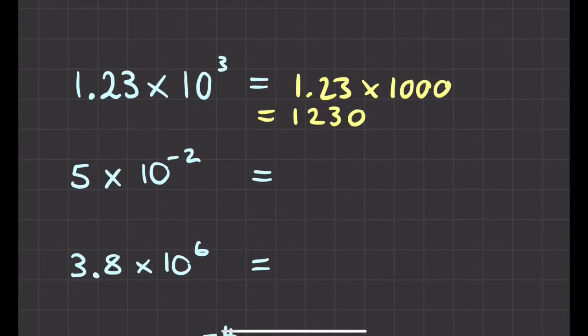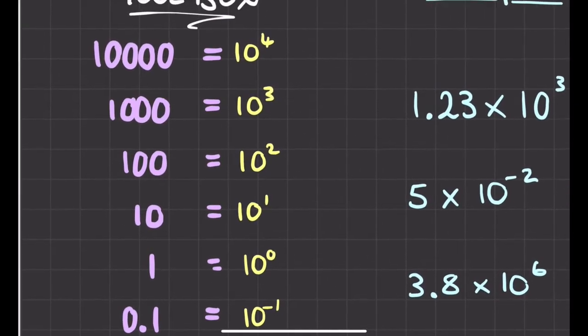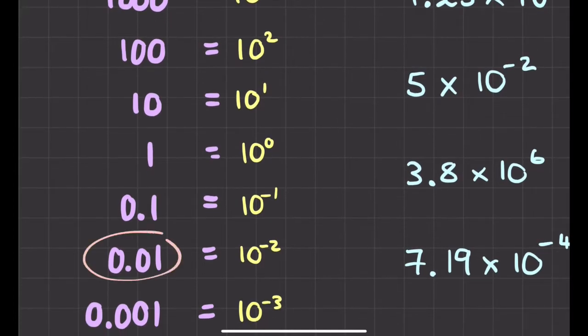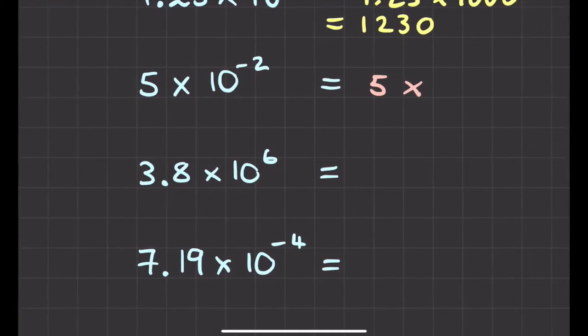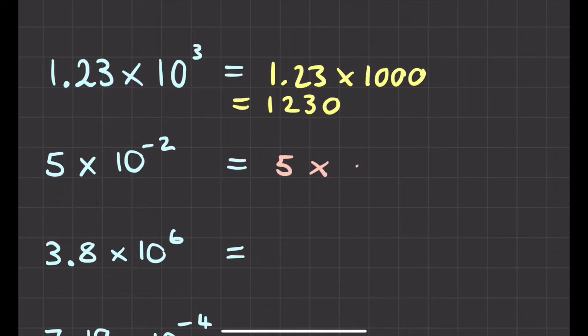Just for this next one first though, I've got 5 multiplied by 10 to the power of minus 2. Now 10 to the power of minus 2 is 0.01. So 5 times 0.01 is just going to be 0.05. Okay, so that's how you can do it. There is another way. Let me show you this.